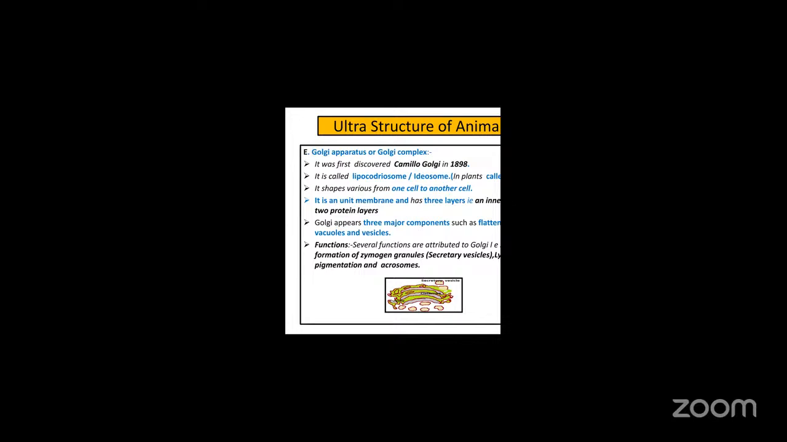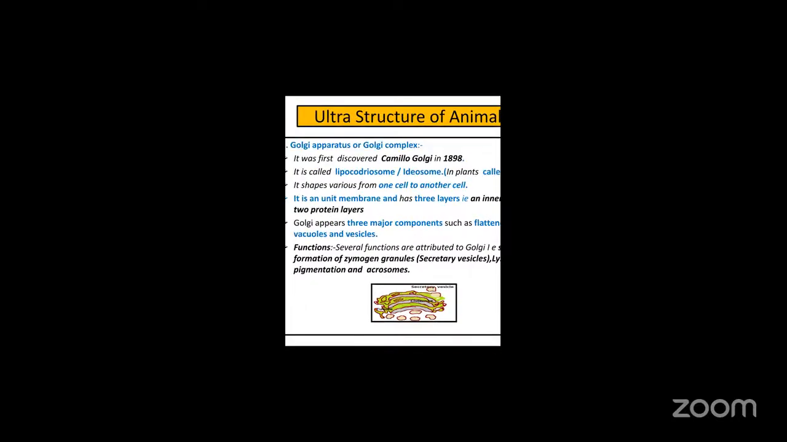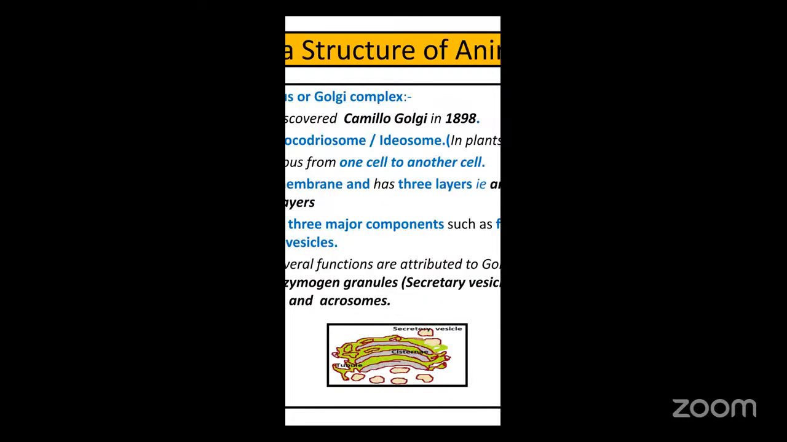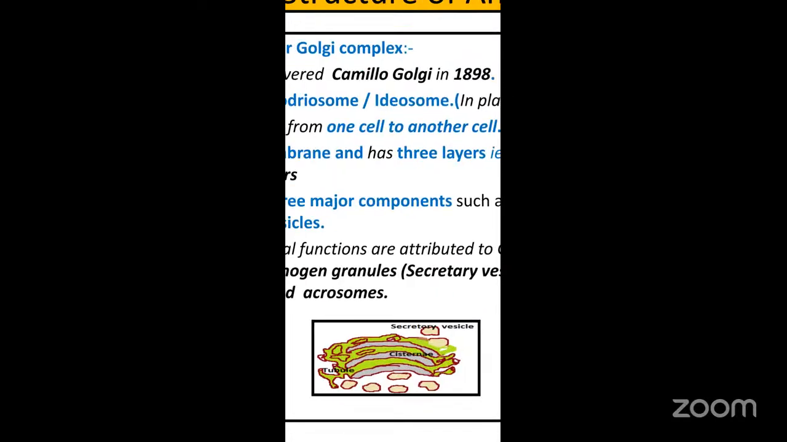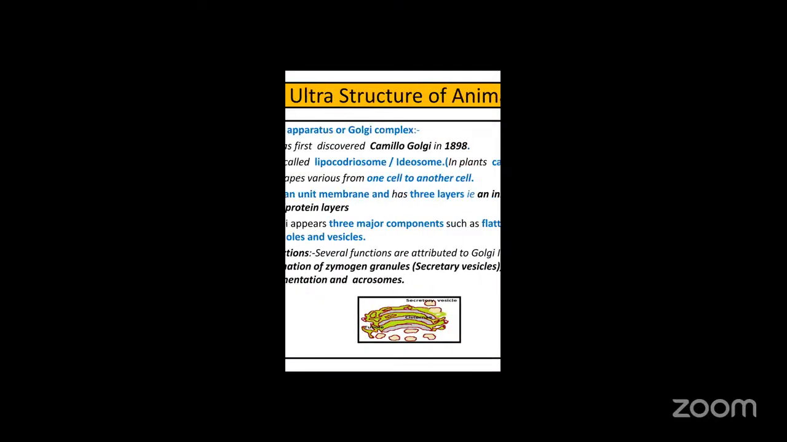Now, the Golgi has 3 major components: flattened cisternae, large vacuoles as well as vesicles. Means the Golgi apparatus, or the Golgi complex, occurs in 3 forms. What are those? One is the flattened cisternae. Then you have large vacuoles as well as the vesicles. Now, if you see the structure over here, they occur as the vacuole, as cisternae as well as secretory vesicles. So you may say that the Golgi apparatus occurs in 3 forms: cisternae, vacuoles as well as vesicles.